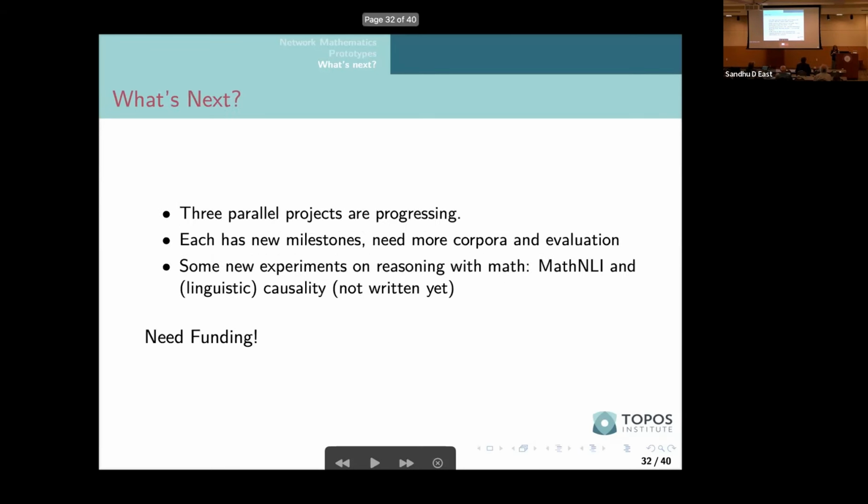It's very topical. And as I say, our three projects are progressing. Each one has new milestones. We need more corpora and more evaluation. And we are doing some new experiments. And that is the stuff that I kind of wanted to get to. And of course, we need funding. And that's part of the idea of talking to you about a problem that I have, to see if you feel the same about the problem, and we can try to get things going.